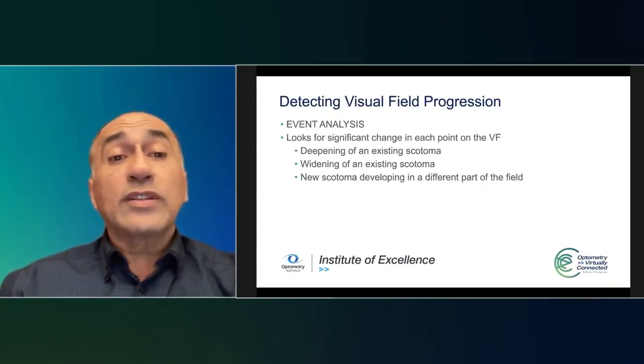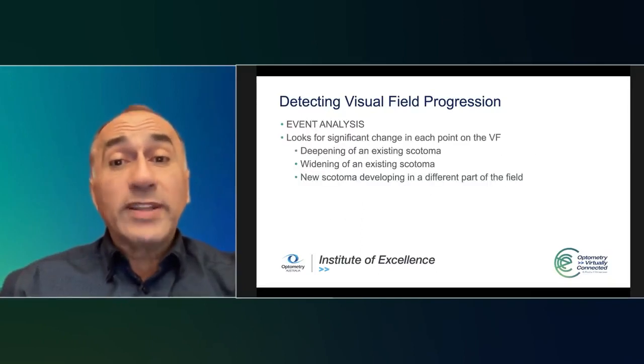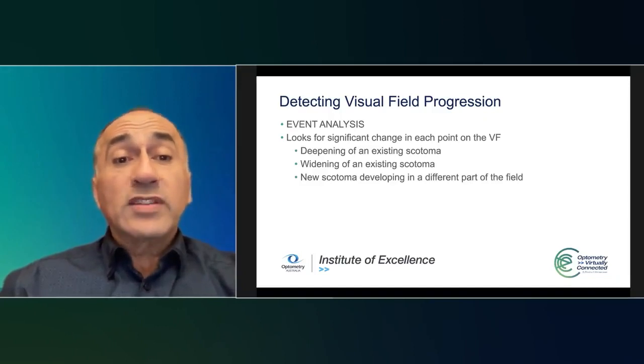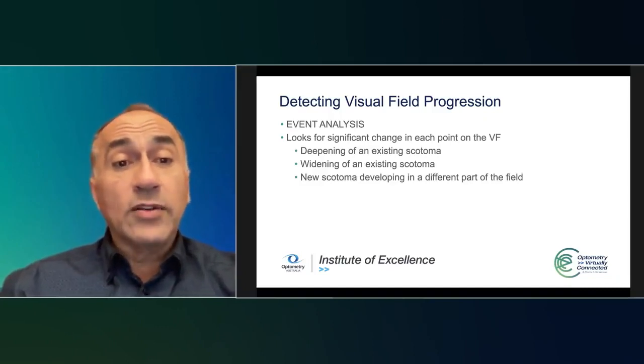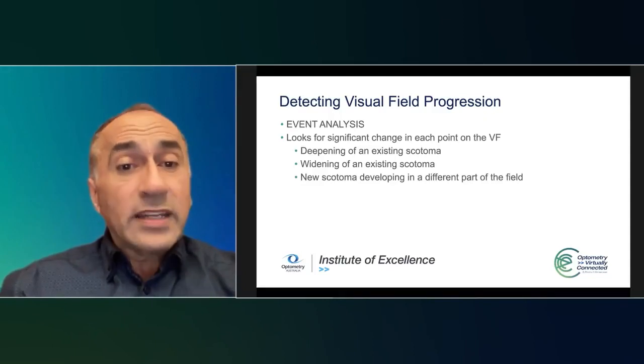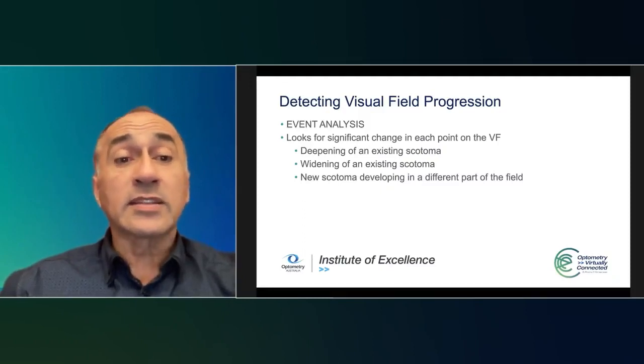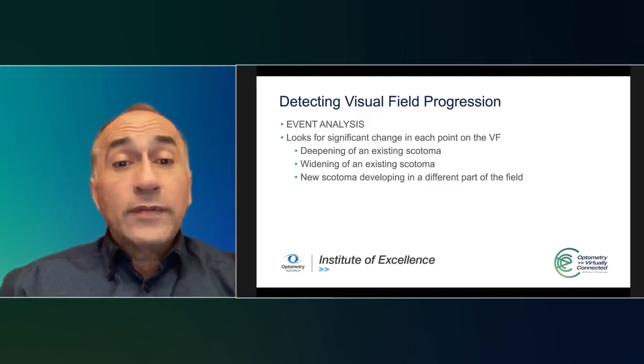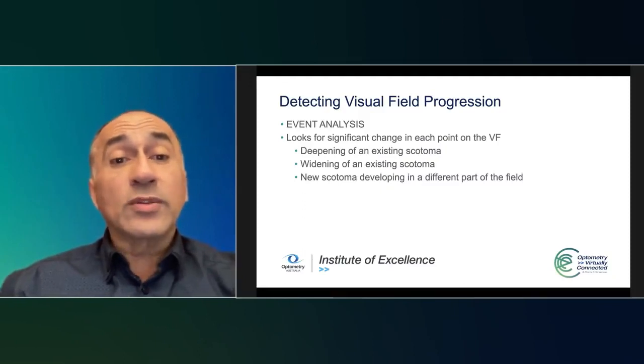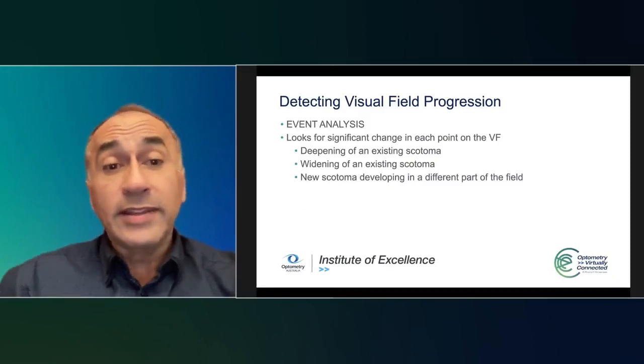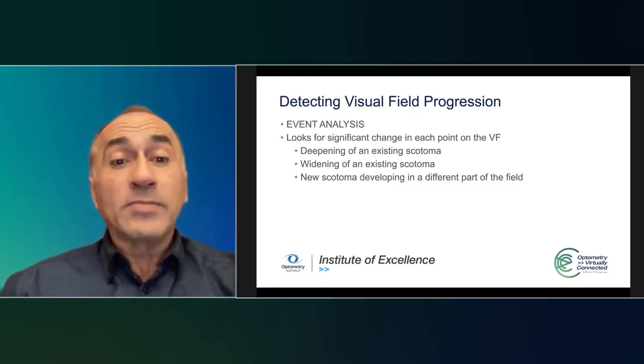Event analysis looks for changes in each point on the visual field. So if you've got a scotoma at the time of diagnosis, it looks for a deepening of that scotoma. Maybe that point was -10, now it's become -16. That's a deepening of an existing scotoma. It looks for widening of a scotoma. So if your original nasal step was 5 points, as I highlighted in that red box previously, and now it becomes 7 points in the scotoma, that's a widening of an existing scotoma. It also looks for a new scotoma developing.